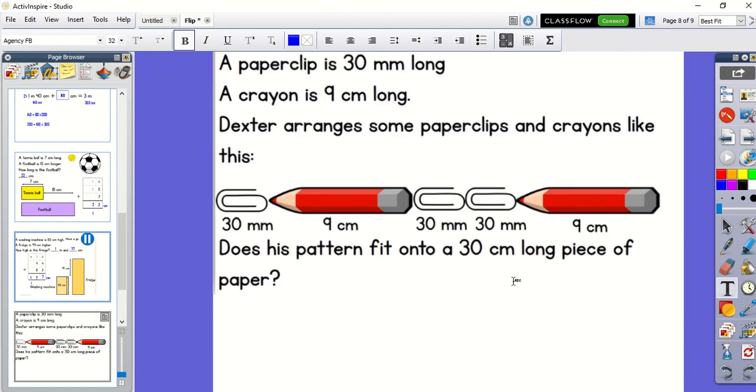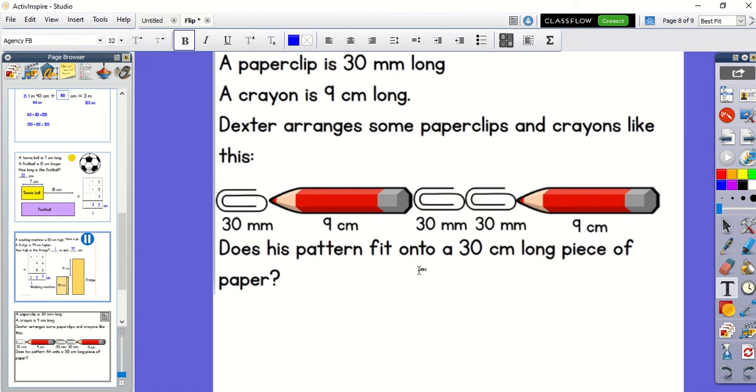Now the final one I'm going to talk you through is this one. Okay. A paperclip is 30 millimeters long. A crayon is 9 centimeters long. Dexter arranges some paperclips and crayons like this. Okay, so we've got paperclip, crayon, paperclip, paperclip, crayon. Does his pattern fit onto a 30 centimeter long piece of paper? Well, let's figure it out.